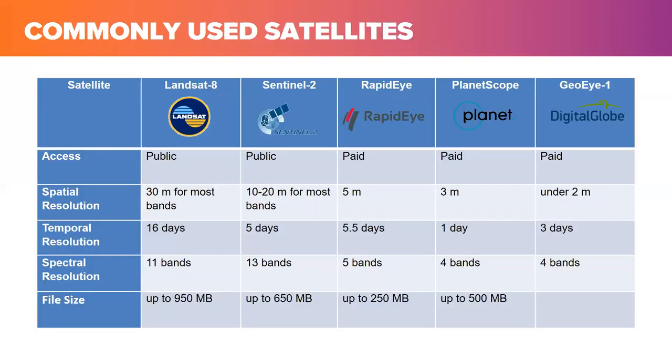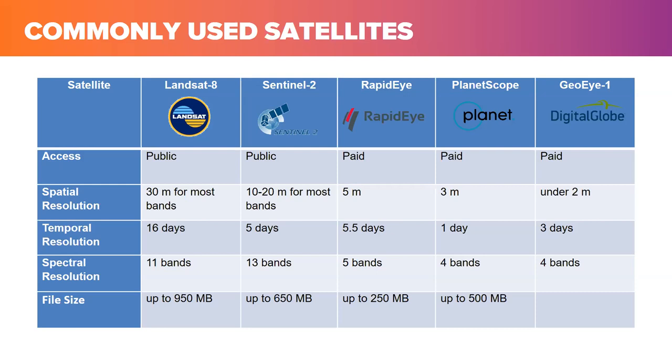Okay, now let's briefly look at potential imagery sources that can be used for agriculture. Here is the list of 5 commonly used satellites. The first important feature that you can see here is that some of them are public. That means that they provide their imagery free of charge. These are 2 satellites, Landsat and Sentinel. The 3 others are paid ones. They are run privately, and you have to pay for their images.